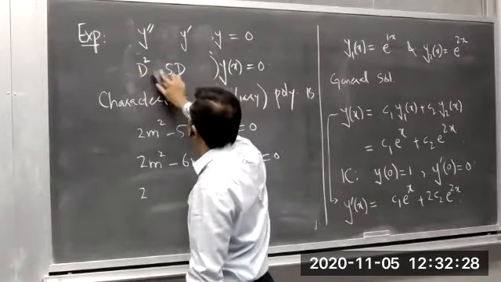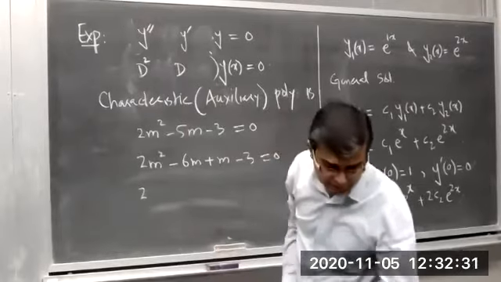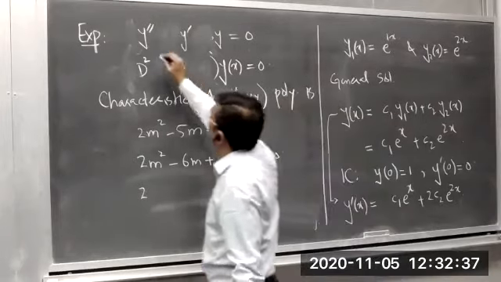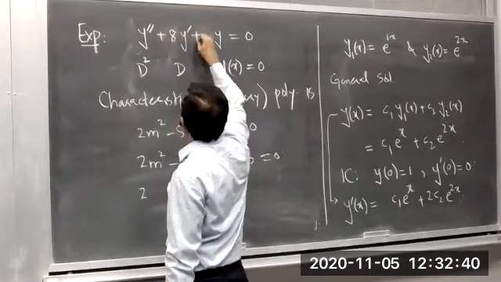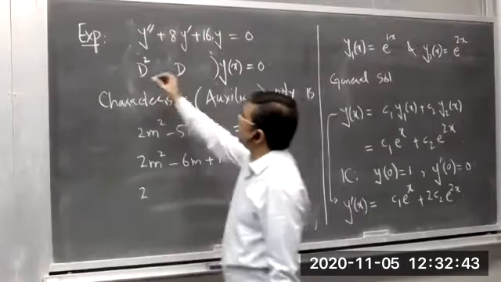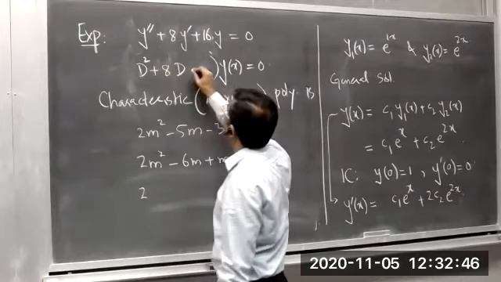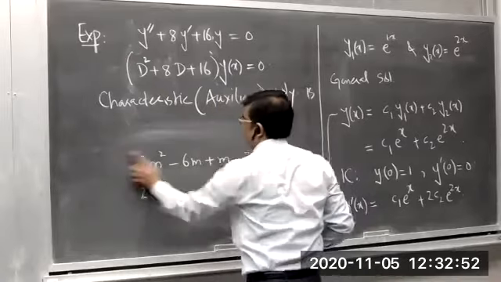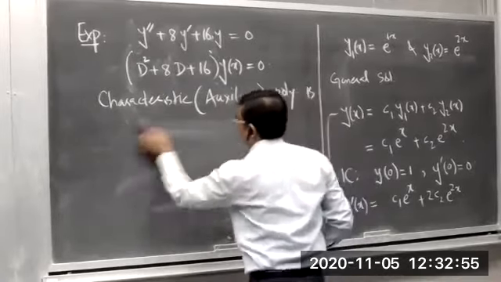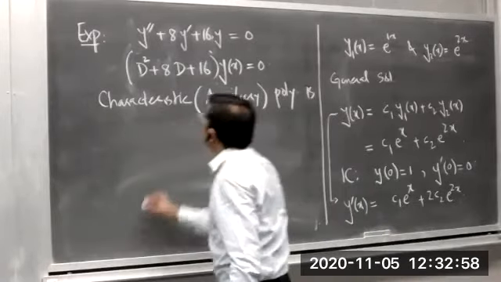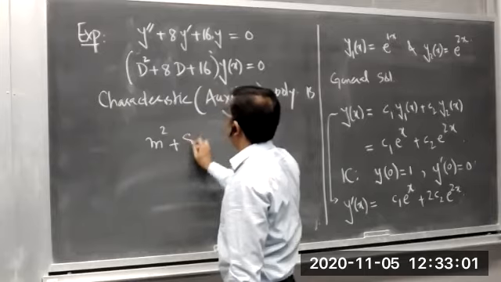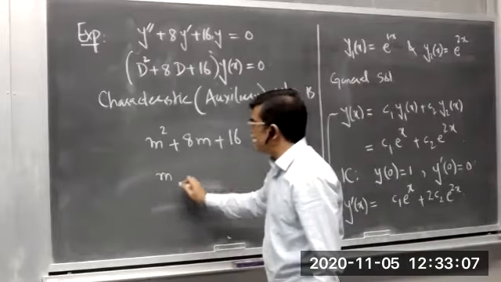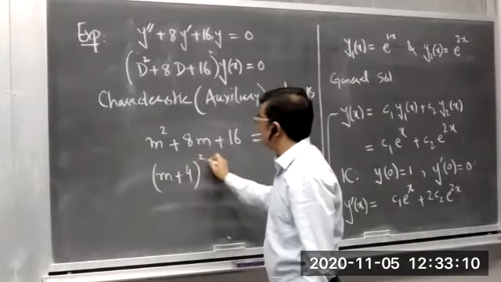We are going to discuss case 2, when the roots are repeated. So the equation I am going to consider is y double dash plus 8y dash plus 16y. In this case, we can write D squared plus 8D plus 16. The auxiliary or characteristic equation will be m squared plus 8m plus 16 equal to 0. We can see that this expression is basically (m plus 4) whole squared equal to 0.